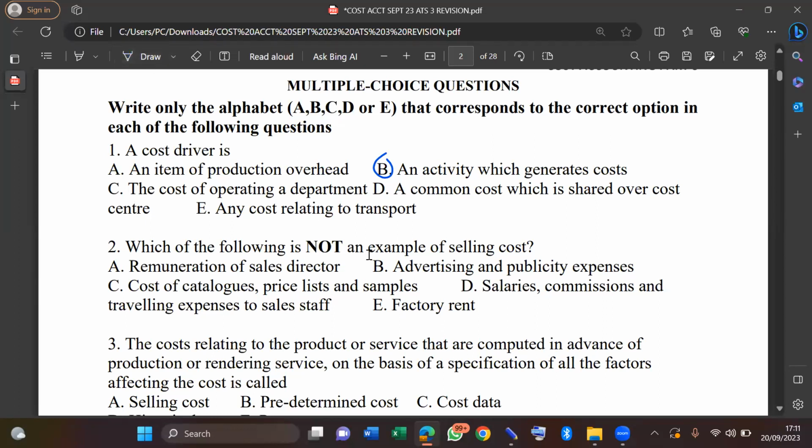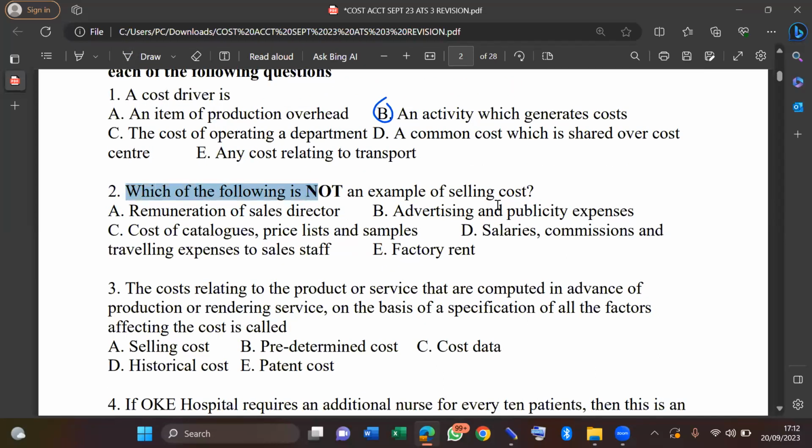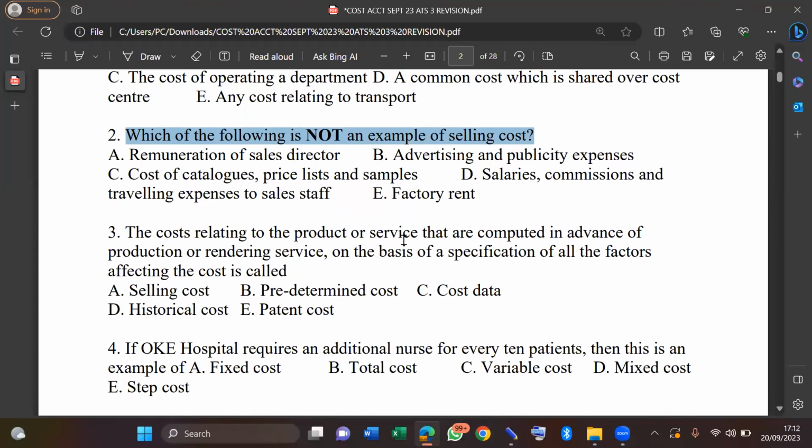Question 2. Which of the following is an example of selling cost? A, remuneration of sales director; B, advertising and publicity expenses; C, cost of catalogs, price lists and examples; D, salaries, commission and traveling expenses to sales staff; E, factory rent. Which one is not an example of selling cost among the alternatives? Anybody?